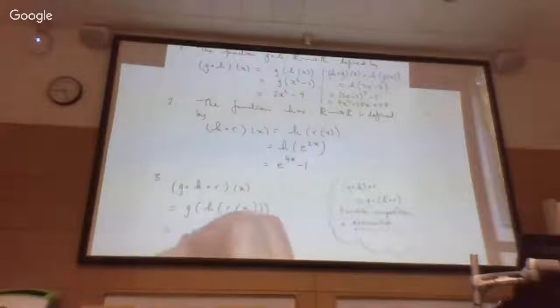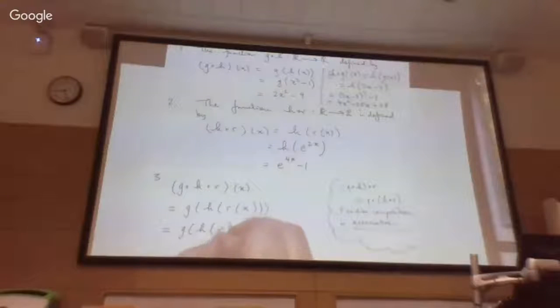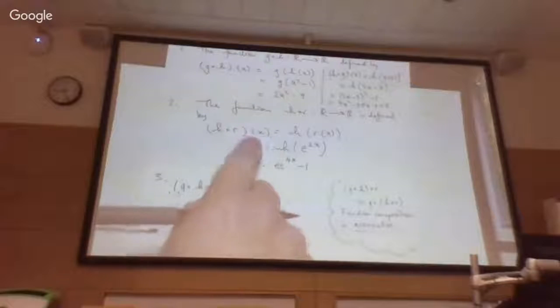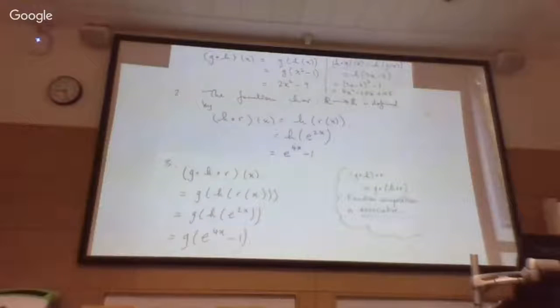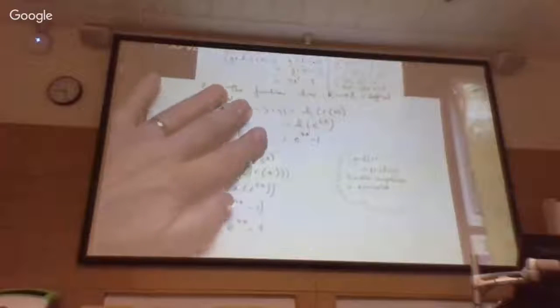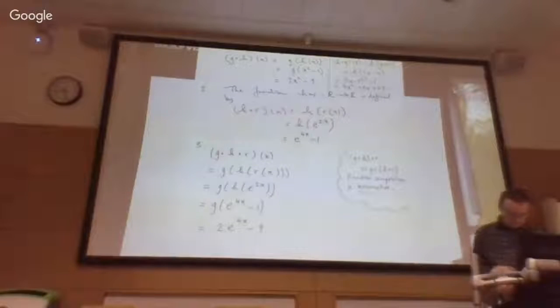I mean, you could keep going all night with this kind of thing. So this is g of h of e to the 2x. Oh, h after r I already had there, so I could have worked that out. So this is g of e to the 4x minus 1. And then what does g do? G doubles it and subtracts it. So it's 2e to the 4x minus 9.